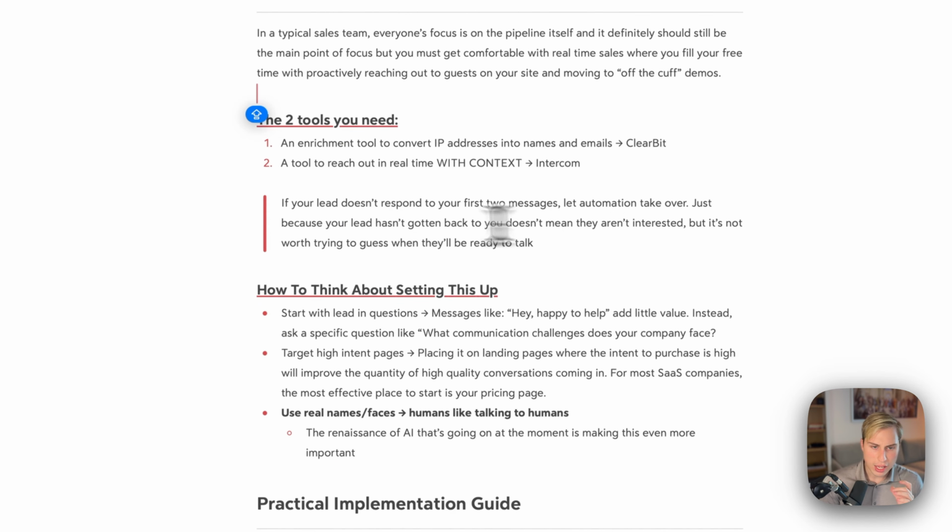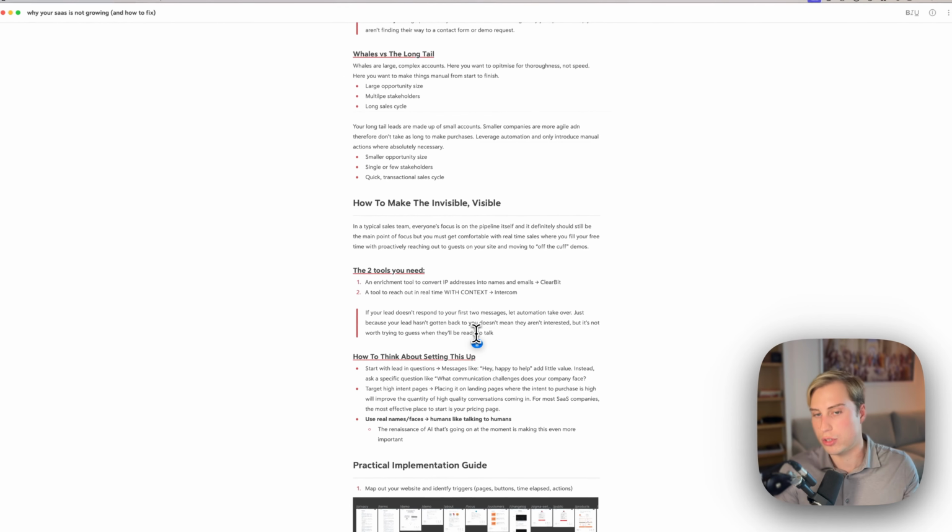Okay. Then the next thing that people always ask me about is, what about follow-up? And so I always say that if your lead doesn't respond to your first 2 messages, then just let automation take over. Just because they haven't got back to you doesn't mean that they aren't interested, but it's not worth a human's time trying to keep following up with them. Right? It's way better just to move on to the next one.